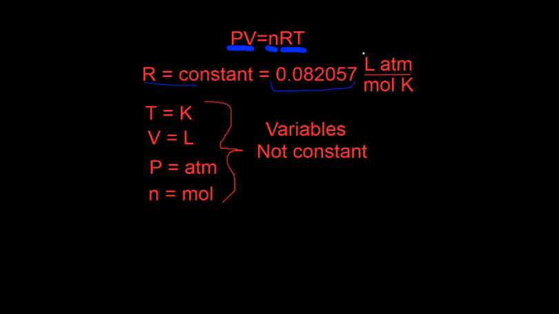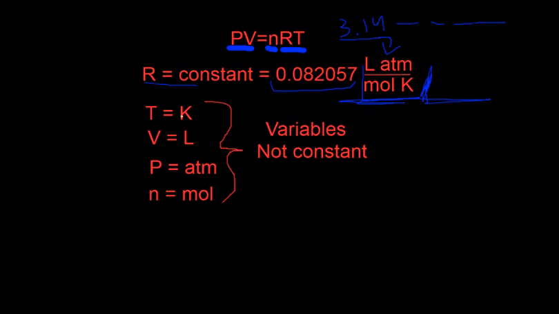You will see this same R with a different value, 3.14 and then something. You don't use this value for R because it corresponds to different units, and you really want these units when you're doing the ideal gas law.